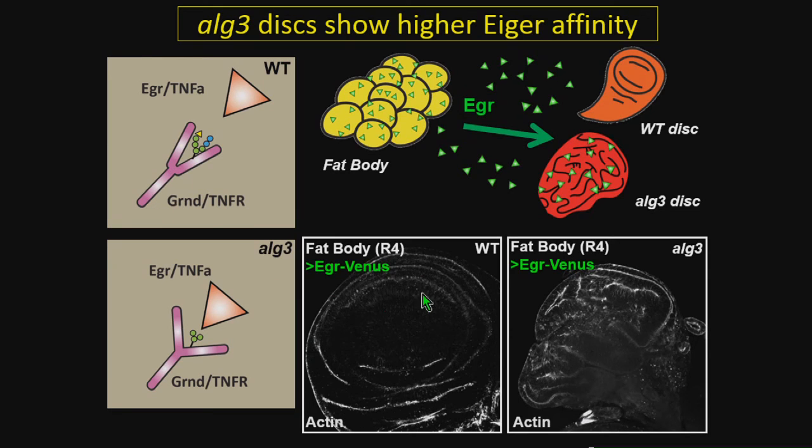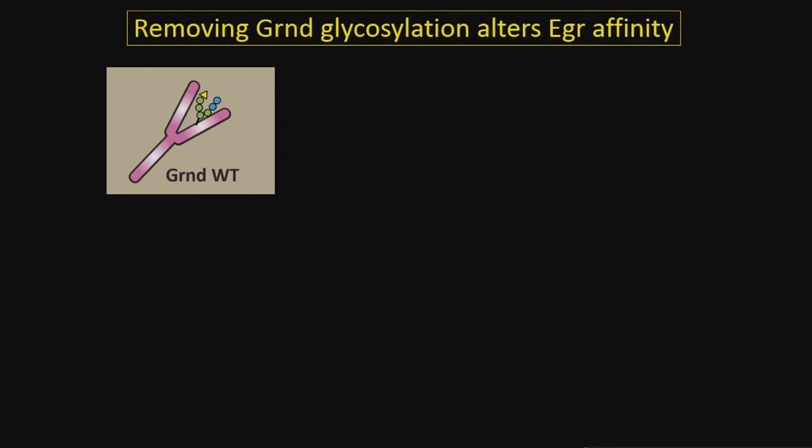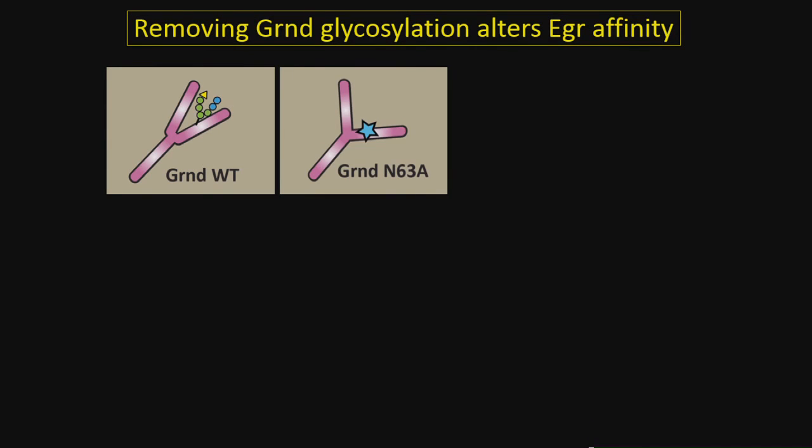As you can see here, we have a wild-type disc and an Alg3 tumor. When we look at Eiger Venus, we get a lot of binding in the tumor where we get no binding in the wild-type disc. But then we wanted to take it a step further, where we took Grindelwald and mutated the glycosylation site, actually actively changing the glycosylation. So here, this Grnd N63A is a glycosylation mutant that we generated.